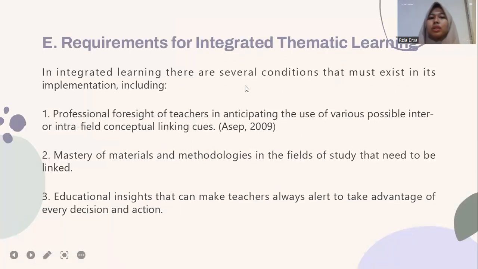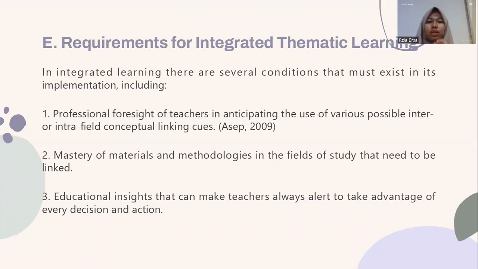Okay, the next one is about the requirements for integrated thematic learning. In integrated thematic learning, there are several conditions that must exist in its implementation. The first one is professional foresight of the teacher in anticipating the use of various possible inter or intra-field conceptual linking cues, the second is mastery of materials and methodology in the fields of study that need to be linked, and the third is educational insight. The teacher is alert to take advantage of every decision and action.